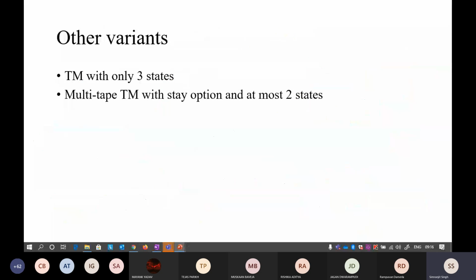Okay, so now another variant is the Turing machine with three states. If you take a three-state Turing machine, it can also act as a standard Turing machine. Keep in mind, there is also the multi-tape Turing machine with the stay option and at most two states. These are two different Turing machines that have already been proven. If you want to see the proof, you can see it, but only in the book.